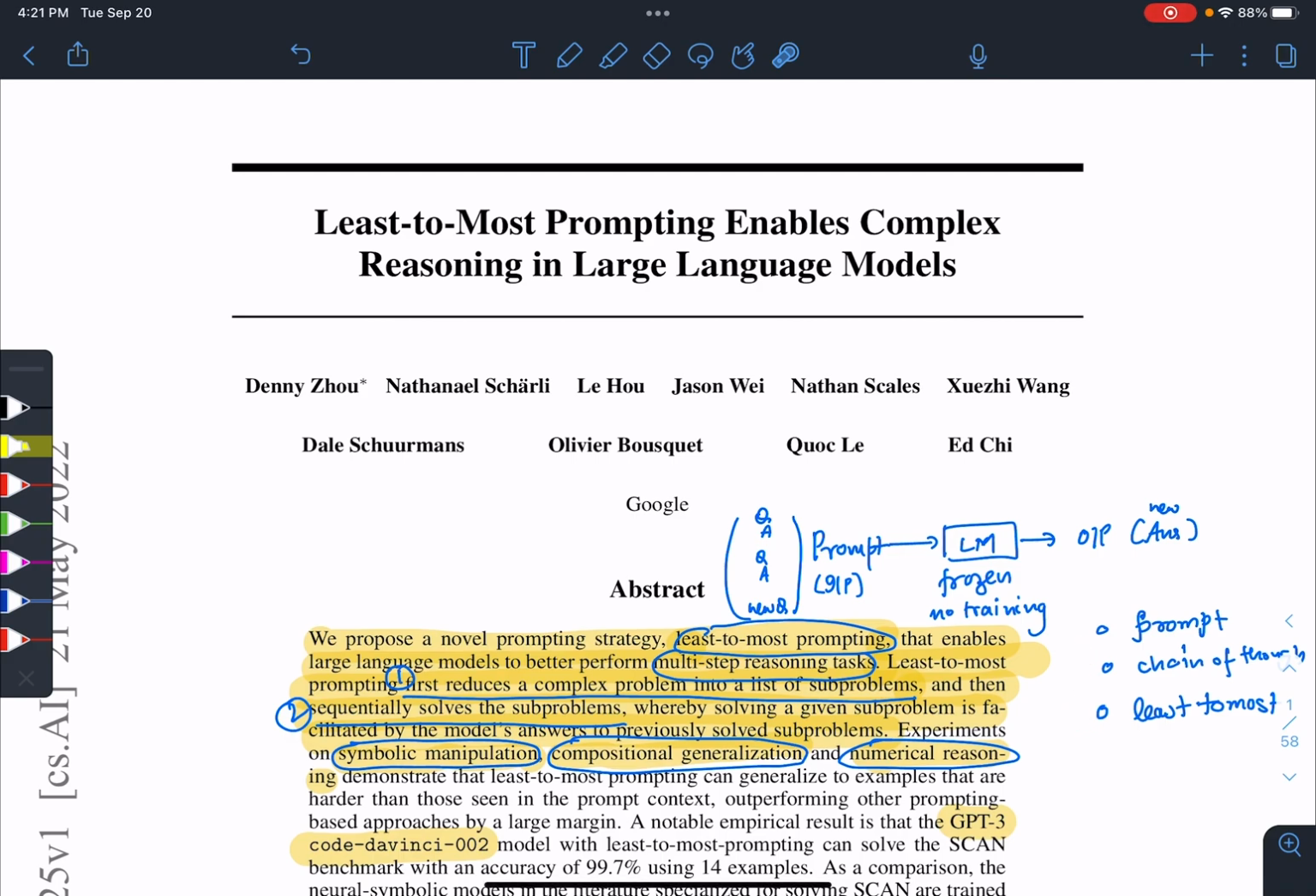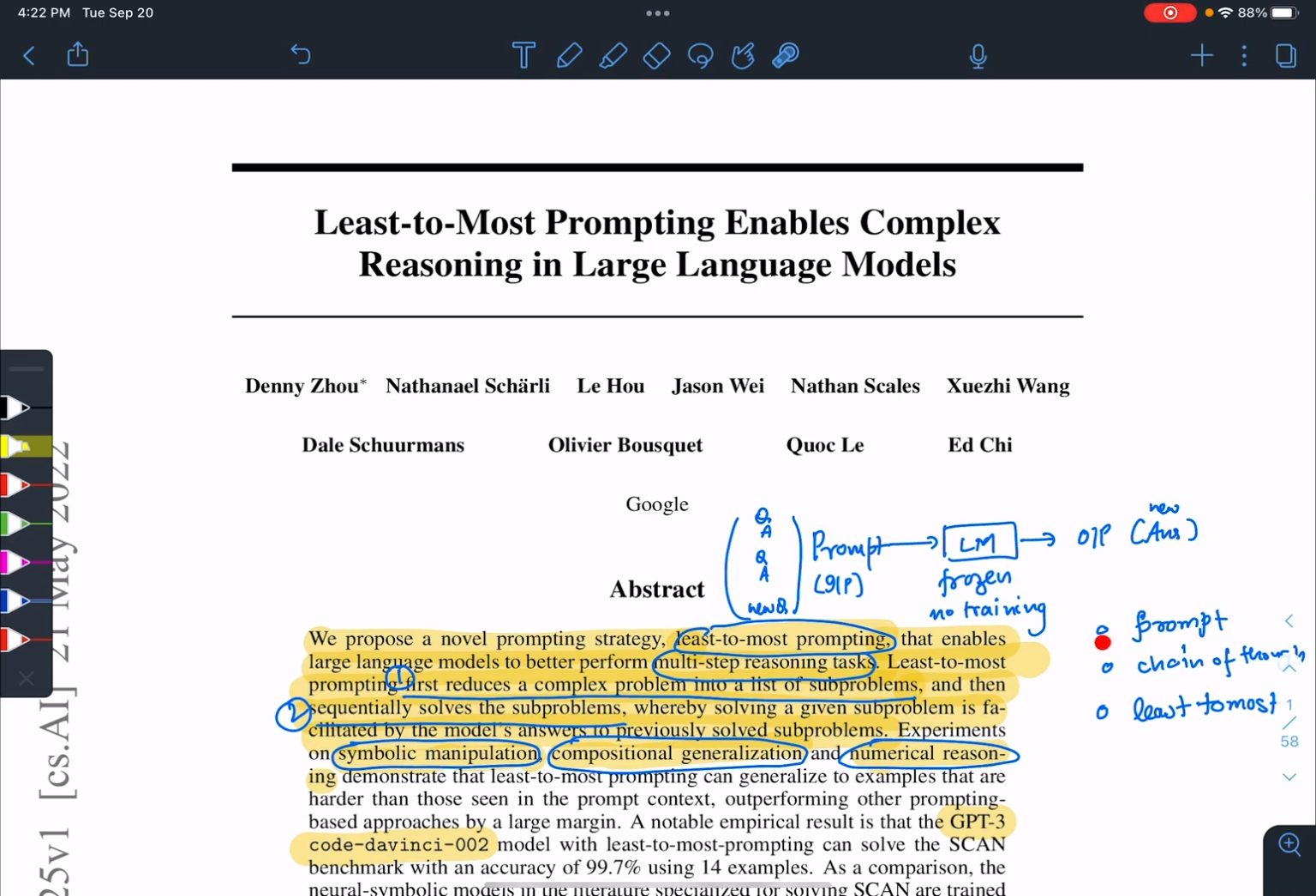So in prompting, what happens is the language model is frozen, so there is no training, and it is given a prompt. The prompt is an input where we provide some examples, like question one, answer one, question two, answer two. These are examples of how the task has to be solved, and then there is a new question. The language model will take the help of these prompts and also leverage its pre-training to answer this new question.